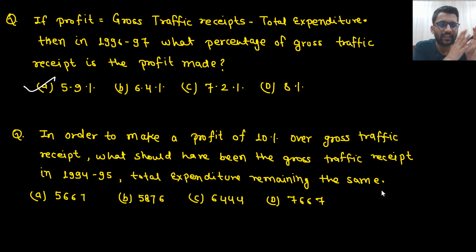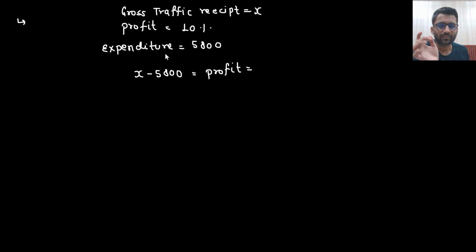Whatever that you know and whatever that they are asking, just write that down and you will be able to solve every single question of aptitude. This is what I told you in the very first lecture, right? What you know: expenditure remains same, profit 10%. Gross traffic receipt is X, that is needed to find.